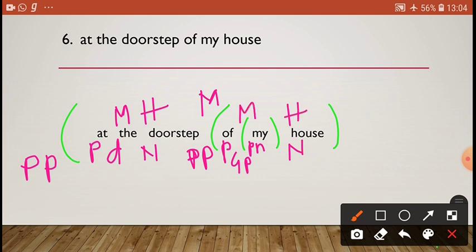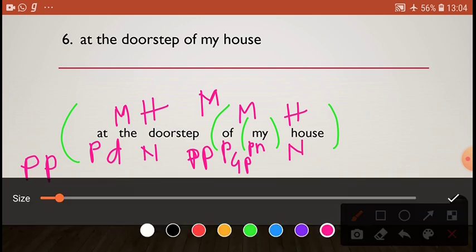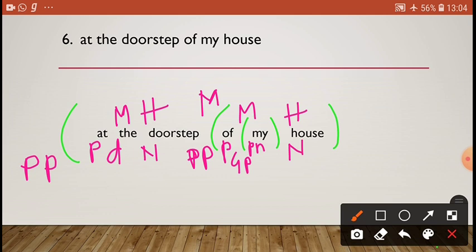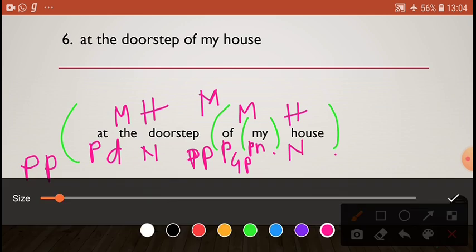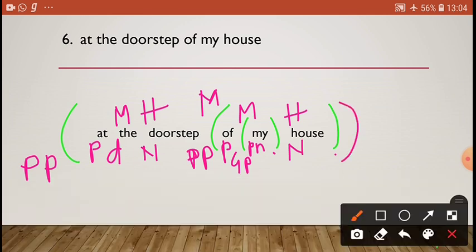Now how many opening brackets are there? 1, 2 and 3. So how many closing brackets should be there? 1, 2 and the third closing bracket that we have to give is here. We will give it in green color. Yes, here it is over now. The analysis of this phrase is over now.